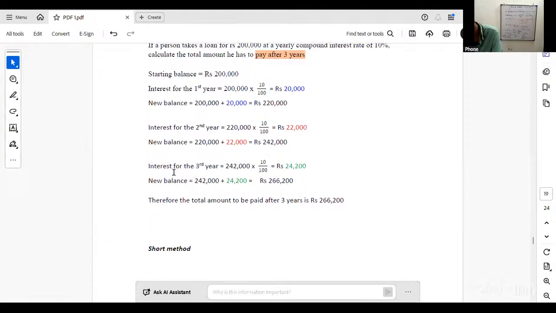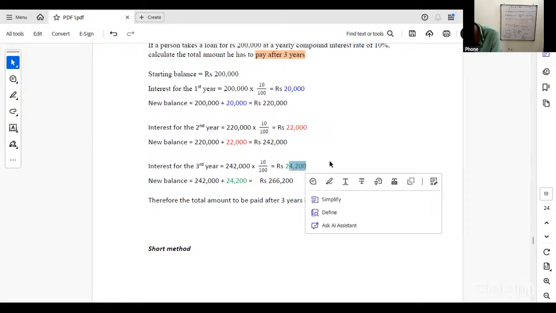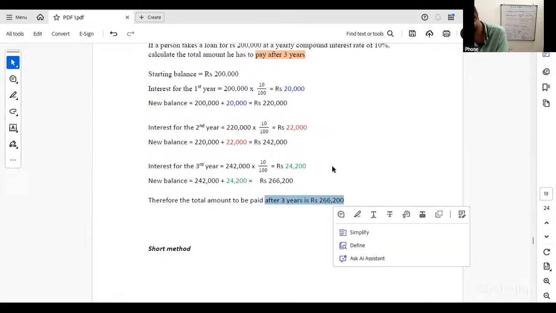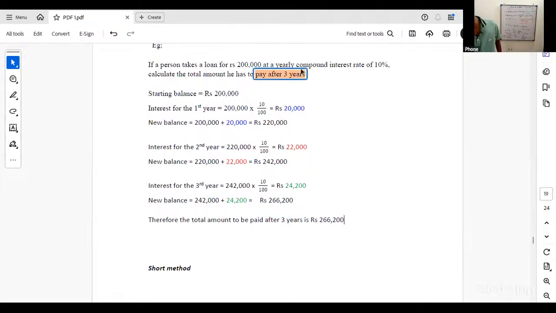Now for the third year, same. The new balance is 242,000. So 242,000 into the compound interest percentage of 10% gives you the interest for the third year. It's 24,200. Now the new balance is 242,000 plus this third year interest. Now you get 266,200, and this is the total amount to be paid after 3 years in a compound interest fashion.